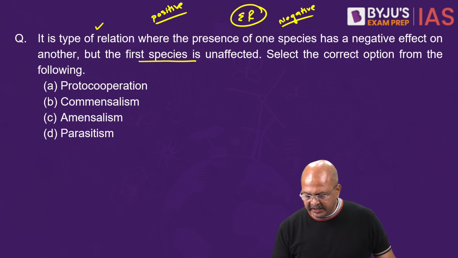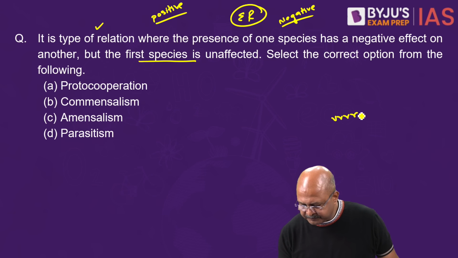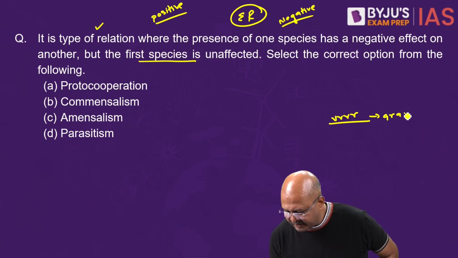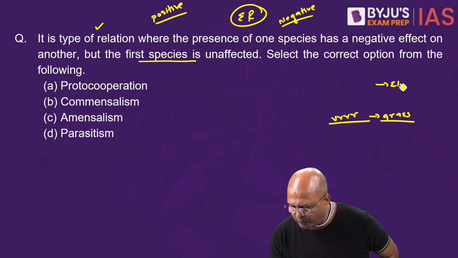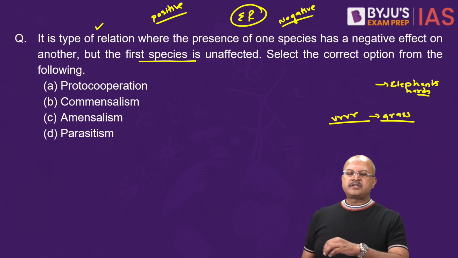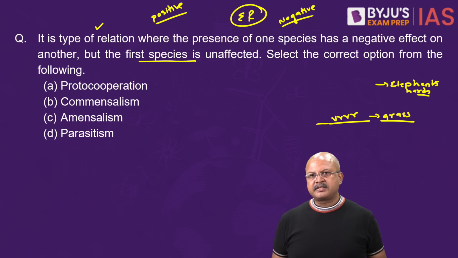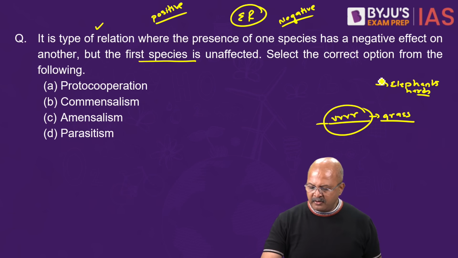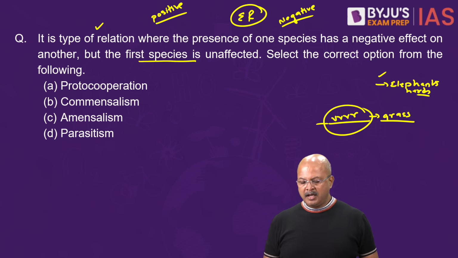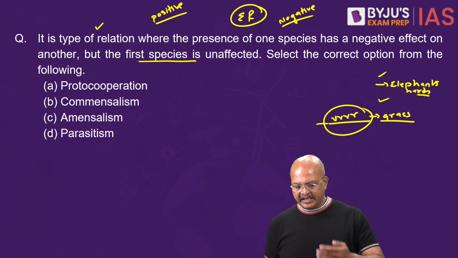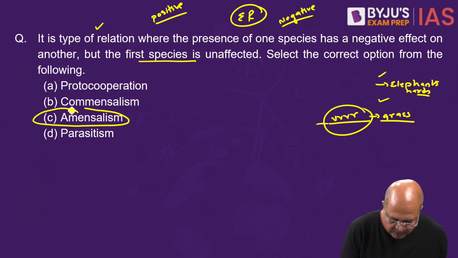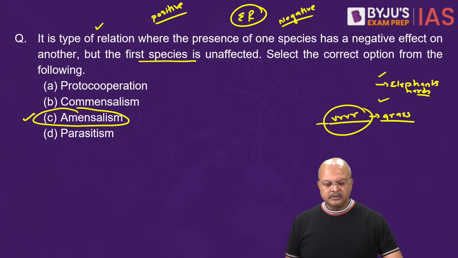Now take an example of the grasses and the herds of elephants. Grassland is there. Then herds of elephants, that is a group of elephants. Now when these elephant herds move on the grasslands, the grasses will get destroyed, but the elephants are unaffected. Such a type of relationship like elephants and the grasses, we refer to as amensalism. We refer to that as amensalism.